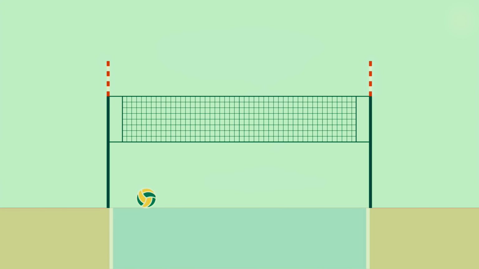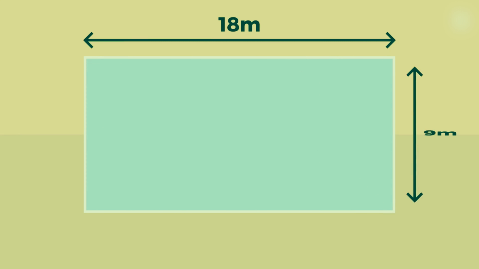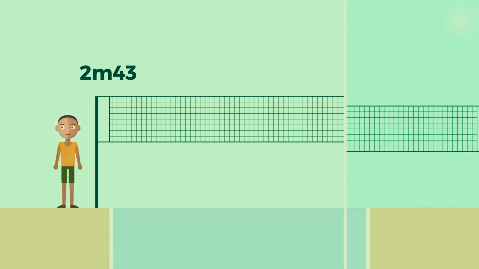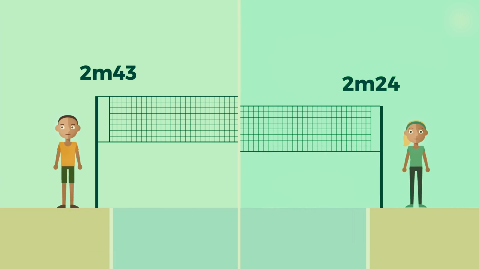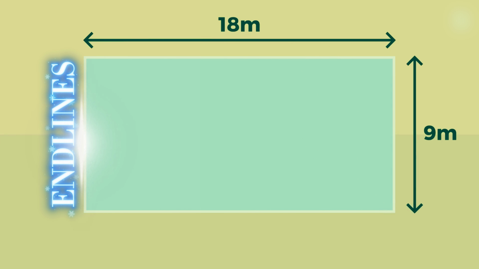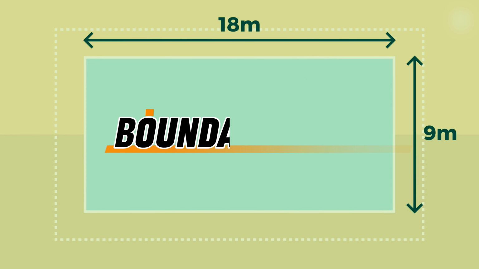First, let's get the most basic elements out of the way. A standard volleyball court is 18 meters long and 9 meters wide, divided into 2 halves by the center line. Over this line stands the net. For men, the top of the net is set at 2.43 meters, and for women, it's a bit lower at 2.24 meters. The lines marking the length are the sidelines, and the lines at each end are the end lines. Together, they are called boundary lines.